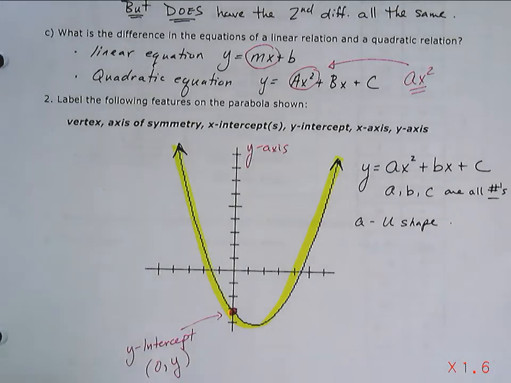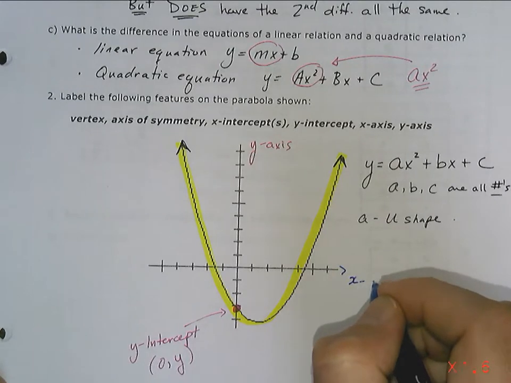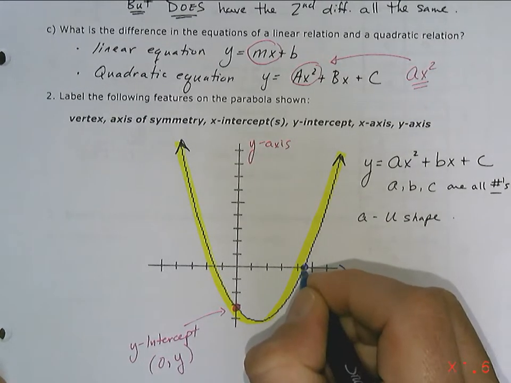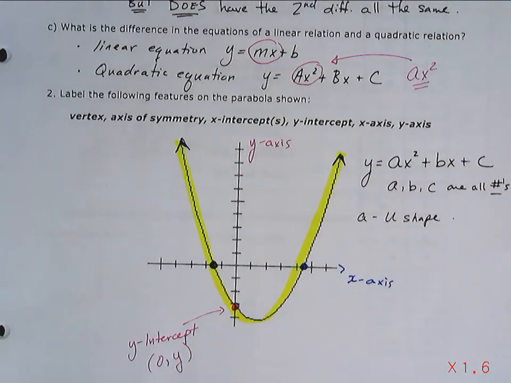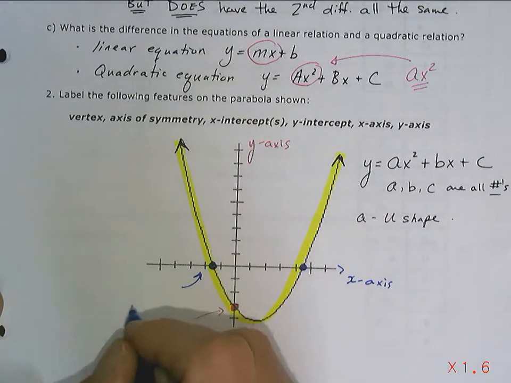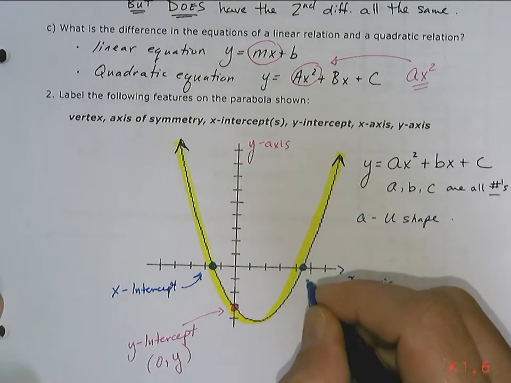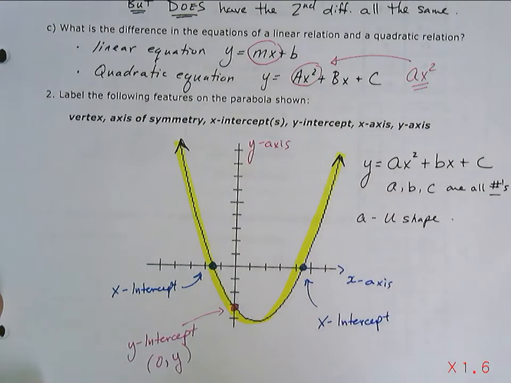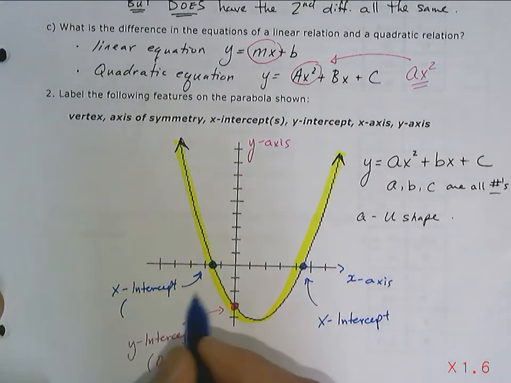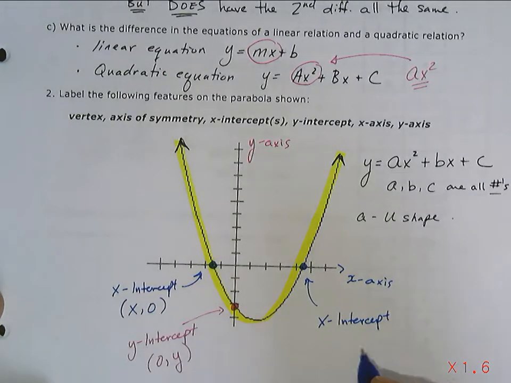We also have what's called x-intercepts. Well, x-intercepts are on the x-axis. And it's where the equation, or where the parabola, crosses the x-axis. So this is an x-intercept. And this too is an x-intercept. And those x-intercepts will always occur wherever y is 0. So it's going to be x comma 0 and x comma 0.